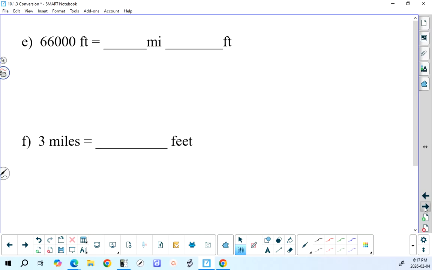A few questions dealing with converting between units in the imperial system. What you want to do for E is convert 66,000 feet into miles and feet. I would say a ratio is probably what you should be looking at here, unless it's obvious to you. When you go to your formula sheet, you see that 1 mile is 5,280 feet. So let's not worry about this little thing here just yet. Let's just convert the 66,000 feet into miles. So 1 mile is 5,280 feet.